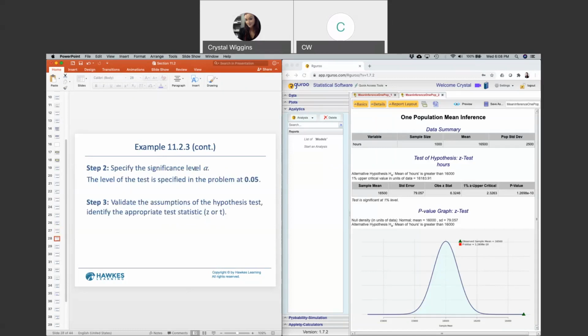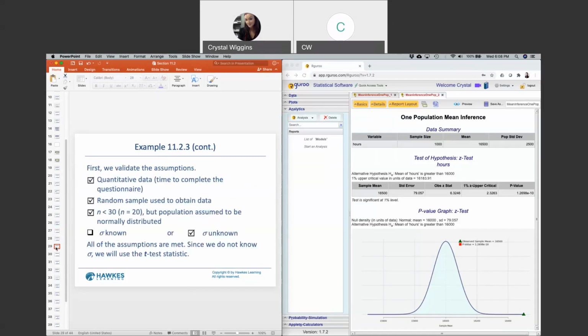Specify the significance level. It was stated to be 0.05. Validate the assumptions and pick our test statistic. We do have quantitative data. Random sample, yes. Sample size is less than 30, but it was stated that the population was normally distributed. We do not know sigma, we only know S.